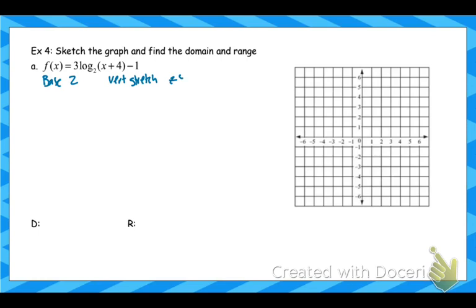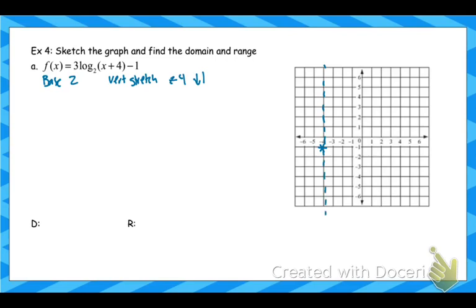We've gone left 4, and we've gone down 1. So since we've gone left 4 and down 1, that's your new 0, 0. So I'm going to put a little star there, just like I did for exponential. The only difference: for exponential, we made that a horizontal asymptote. For log, we're going to make a vertical asymptote.